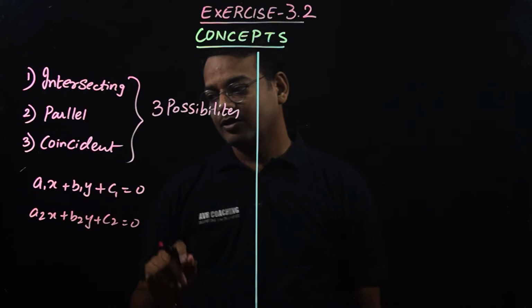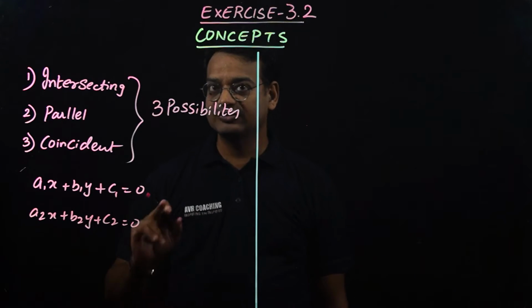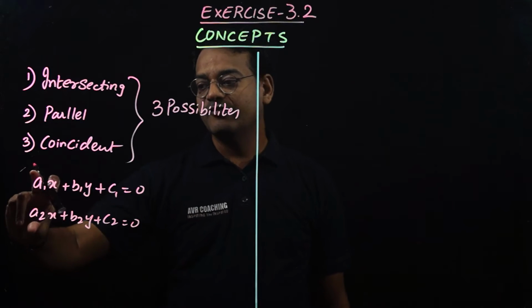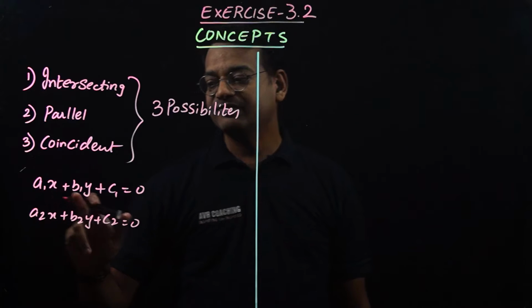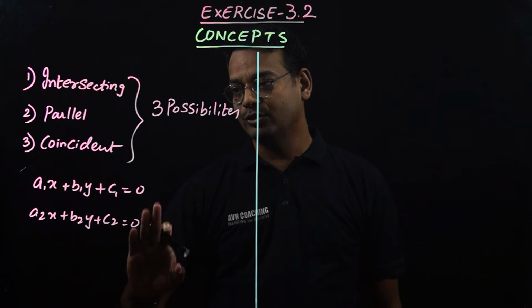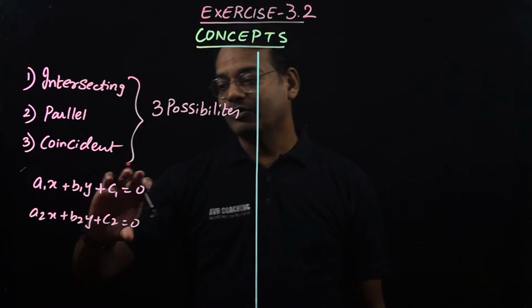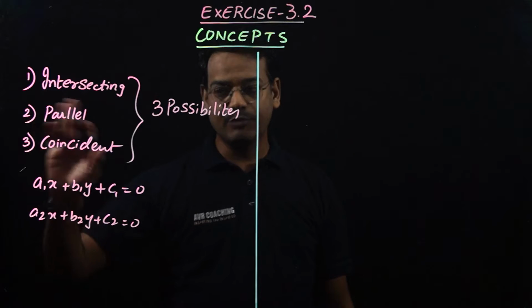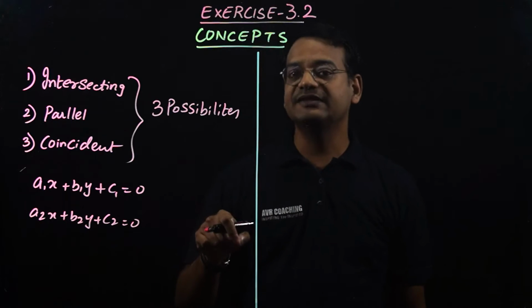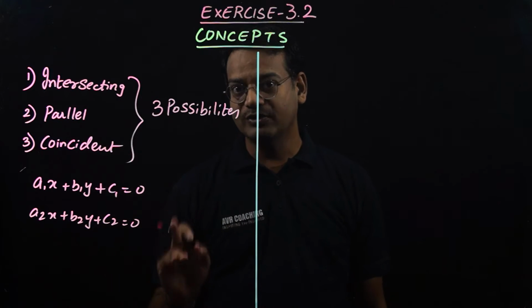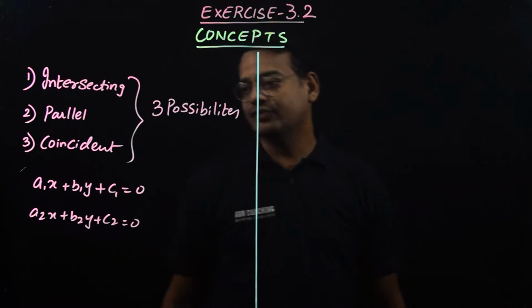Now in the 3.1 exercise concepts video, we have already discussed these possibilities for two lines, a1x plus b1y plus c1 equal to 0 and a2x plus b2y plus c2 equal to 0. For this pair of linear equations, we will be having these three possibilities. But what are the conditions that make these two lines intersecting or parallel or coincident? We will learn that in this concepts video.